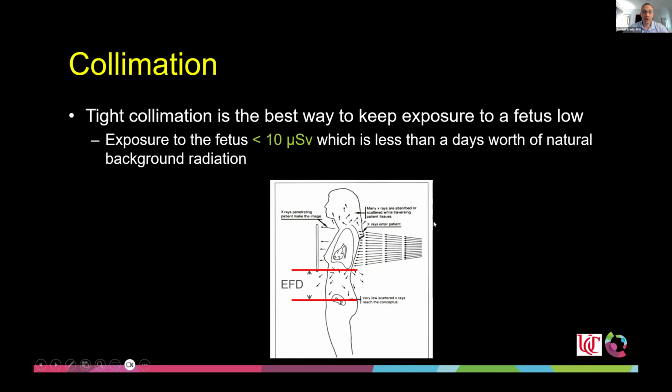Also, collimation is one of the best ways to keep radiation exposure low to the fetus when we need to image a pregnant patient. We can image pregnant patients in radiography because the radiation exposure is very, very low. By keeping good, proper collimation, so there's a bigger distance between the edge of the X-ray field and the fetus, you can keep the dose incredibly low. A typical example is a dose to the fetus of less than about 10 microsieverts, which is on the order of one day's worth of natural background radiation. So you're not increasing the risk as long as you keep that collimation tight.